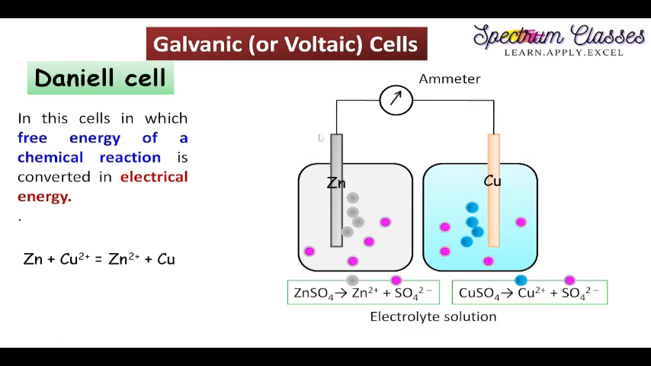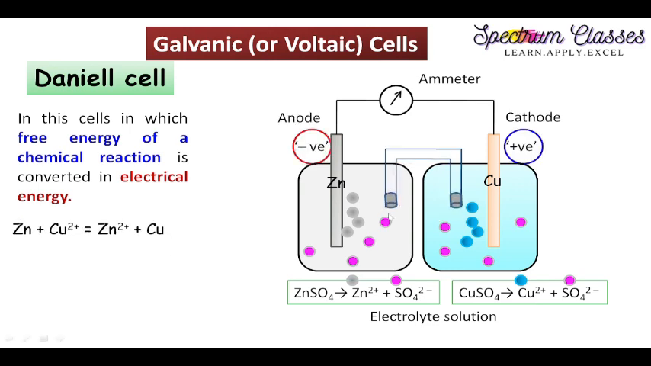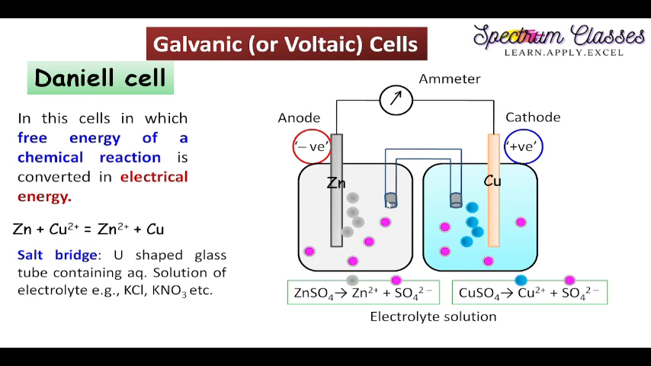Now, the external circuit is complete, but what about the internal circuit? The internal circuit will be completed by adding this U-shaped glass tube. What is this U-shaped glass tube? This is known as salt bridge. This U-shaped glass tube is filled with the aqueous solution of electrolytes. So here we are using the KCl electrolyte. In addition to KCl, we can use KNO3.